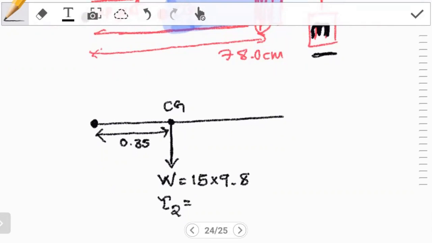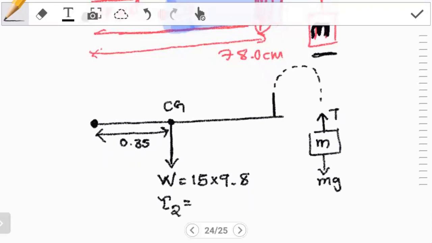The only force acting on this apart from W, the weight, is that force which is going upwards. Remember, it goes up, and then at the far end you have the weight of this object m. In other words, the weight of m, which is m times g, is going to be equal to T. When we sum the forces here, you should be able to see that the tension in this string is going to be equal to mg. So this is the tension that comes to act here, and this is how we get that mg there.